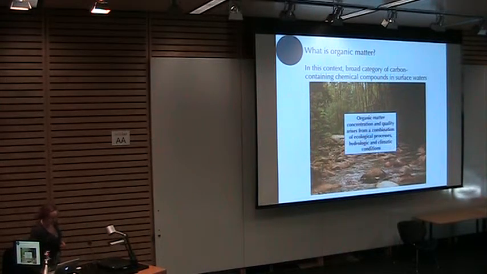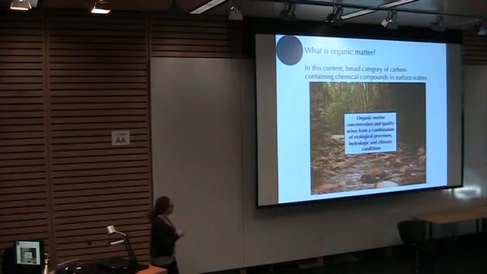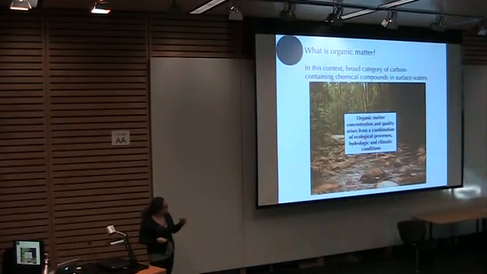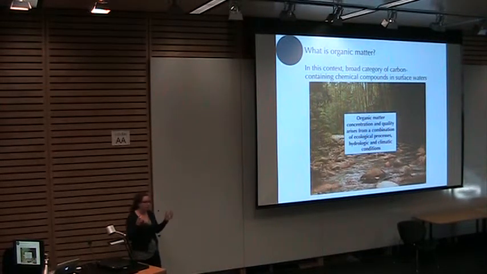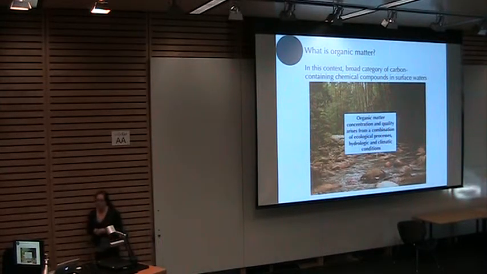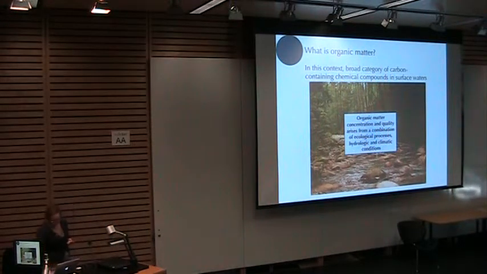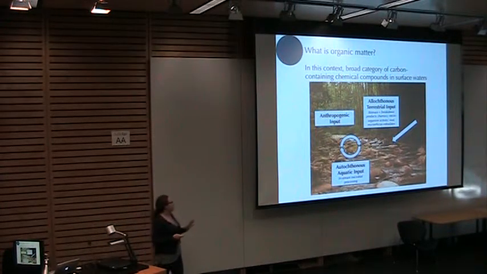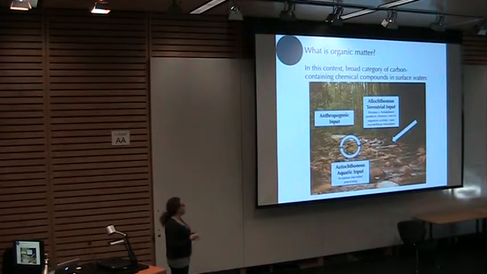Now, how this organic material got into the surface waters arises from a combination of ecological processes, hydrologic and climatic conditions that are happening within these different ecosystems that I'll be talking about today. So in terms of fluxes of organic material into waters, typically what we think about and how the literature partitions it is into three general fluxes.